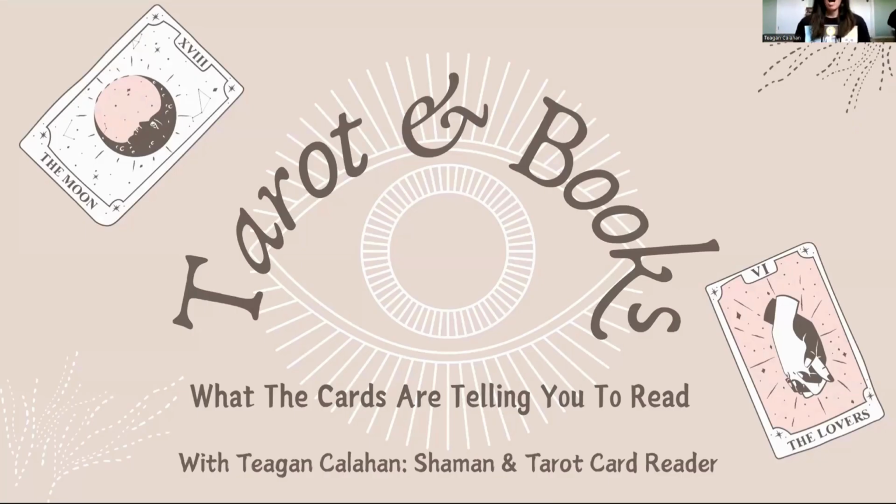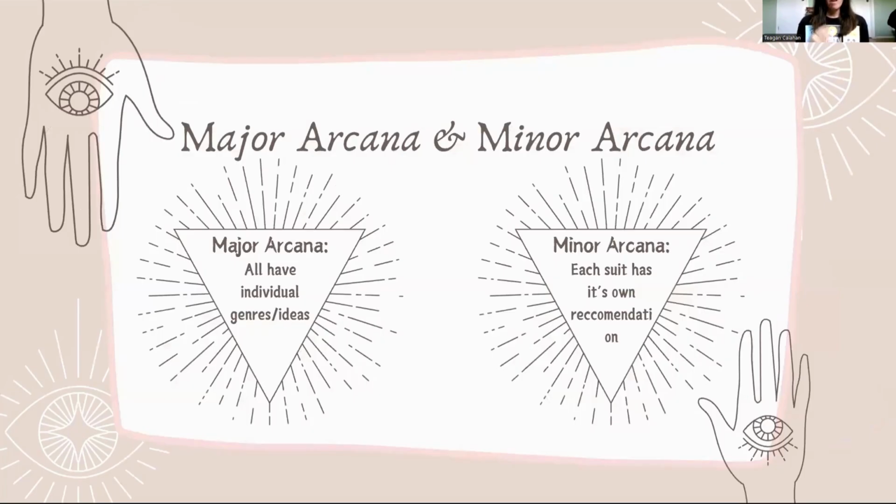So tarot and books, what the cards are trying to tell you to read. Okay, so how I kind of did this was in a standard tarot card deck. For those of you who may not be familiar with that at all, there are always 78 cards. So if you're either buying something, borrowing something, bringing your own deck, make sure they are not oracle cards, because otherwise they will not correlate with the slides that I made. They have to be tarot.